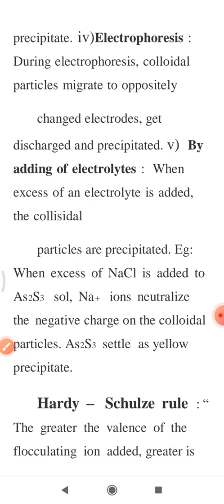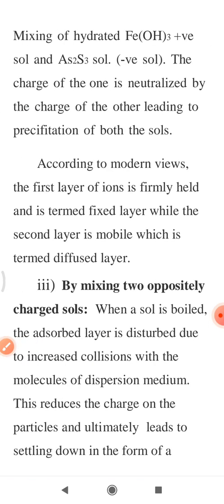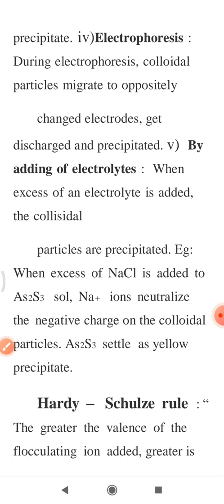Or by adding an electrolyte. When we add excess of electrolyte, the colloidal particles get precipitated. For example, when we add excess of sodium chloride to arsenic sulfide sol, the Na+ present in the sodium chloride neutralizes the negative charge on the colloidal particle. So arsenic sulfide settles as the yellow precipitate.